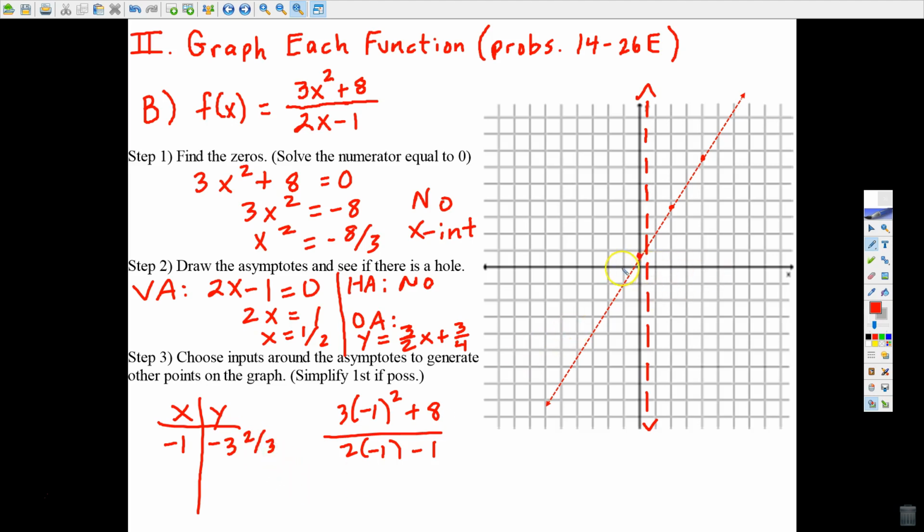So -1, -3, and not quite to -4. So that's great information. I know I'm going to have something in this little triangular region. But let's get a little more specific. Let's try, well, Dalton mentioned, let's try 0. What do we get as an output for input 0? -8. So 0, -8 is on the graph.